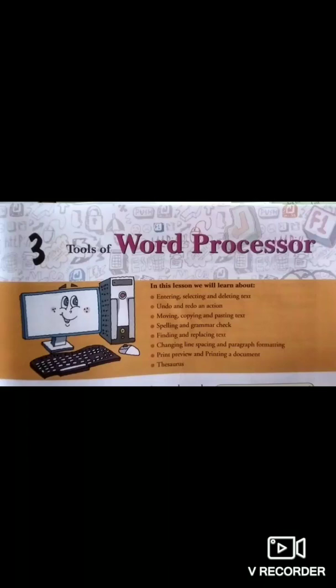Before starting, let me remind you of one thing: I sent one link based on this chapter before summer vacation. Do you remember it? The link was based on the tools of word processors, where a few features were already explained, like cut, paste, moving, and spelling and grammar check. So afterwards we will continue this chapter, right?